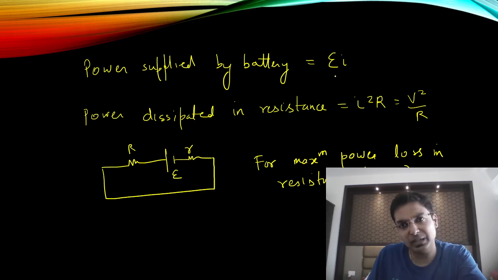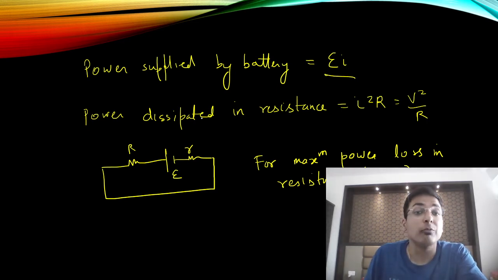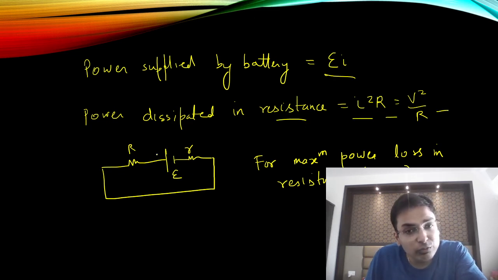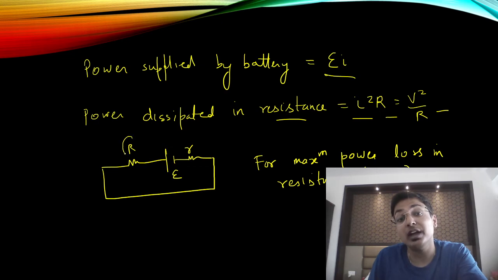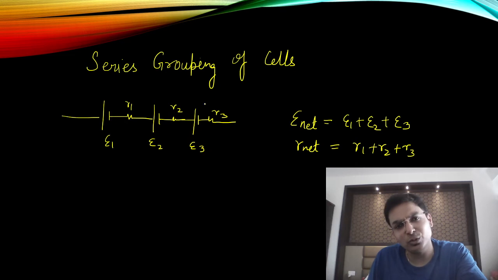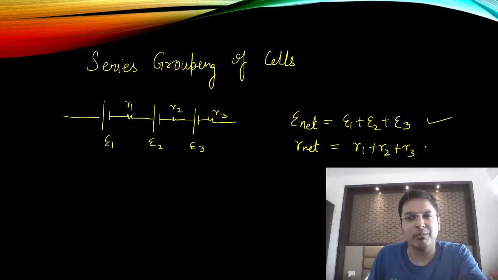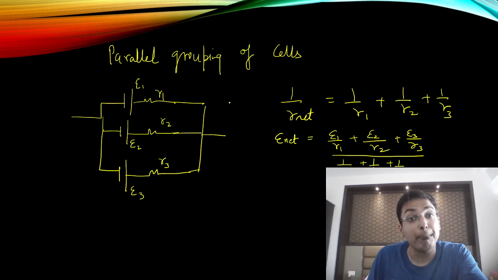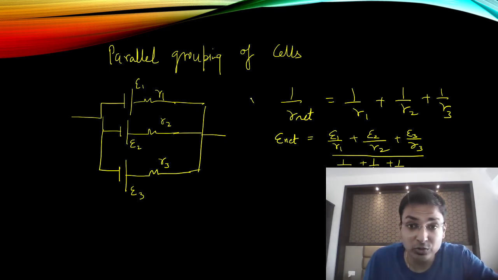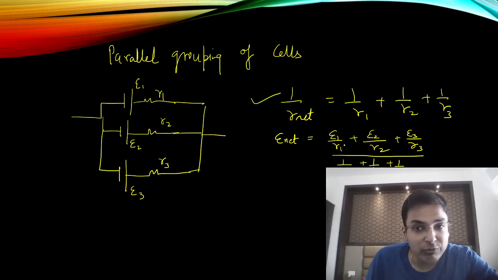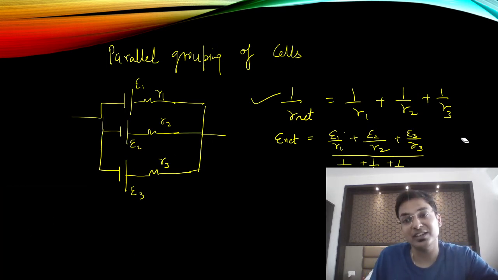Next, power supplied by the battery is EMF into the current. Power dissipated in resistance is I square R or V square by R. And guys, if you want the maximum power dissipated, then you have to take R equals small r, that is the internal resistance. Great. Series grouping, very simple. Simply add the EMF, and resistances also simply add up. Parallel grouping, in resistances you have to use this formula, but for E net you have to use E1 by R1 plus E2 by R2 plus E3 by R3 divided by 1 upon R net. Okay, so guys, important formula, keep this in note because this helps you to solve questions very quickly.